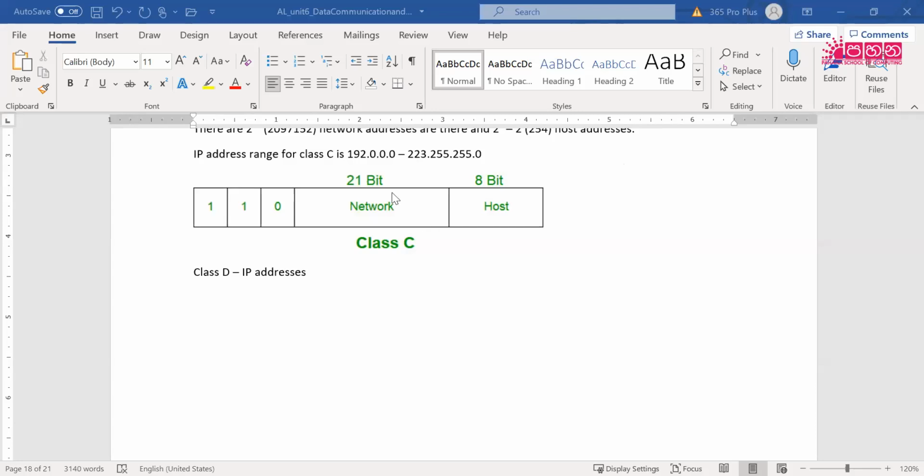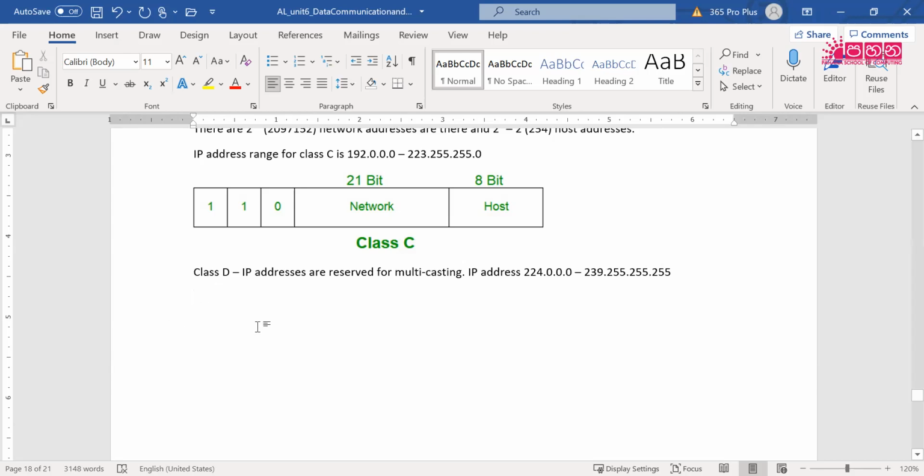Class D IP addresses are reserved for multicasting, right? And the IP address range, we just put this. I don't think you need it, but anyway, 224.0.0.0 to 239.255.255.255, right?